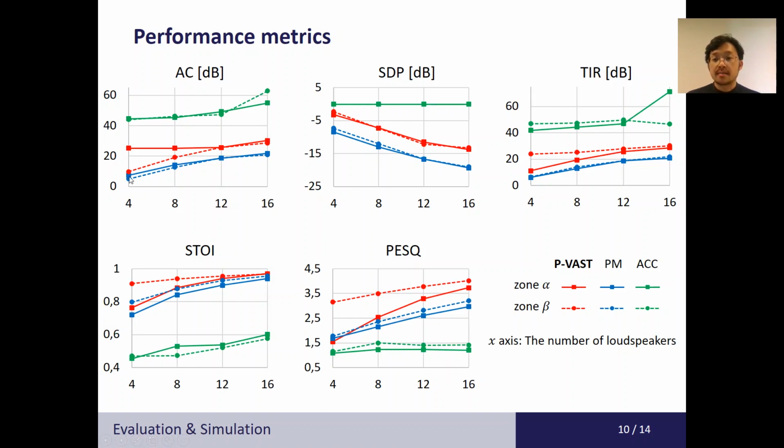On the other hand, pressure matching gives us very small signal distortion, but at the same time, it gives us very small acoustic contrast. Target to interferer ratio follows the same tendency. This P-BEST, our proposed method, doesn't guarantee the maximum acoustic contrast nor small signal distortion power. Its performance is in between these two boundaries, but from the perceptual point of view, it outperforms the existing methods.